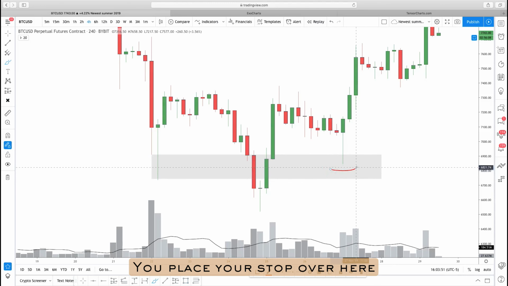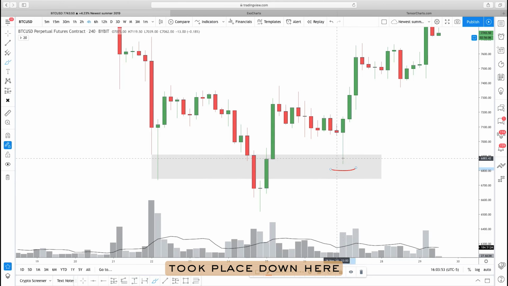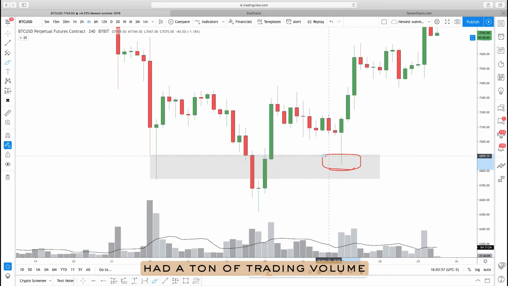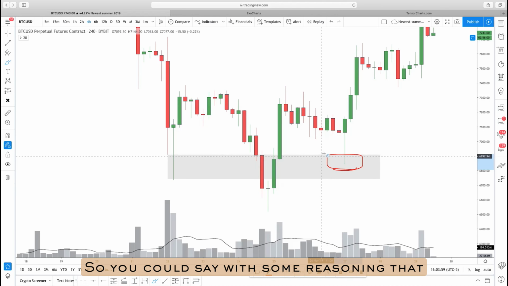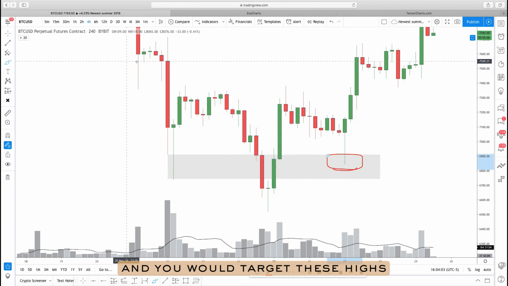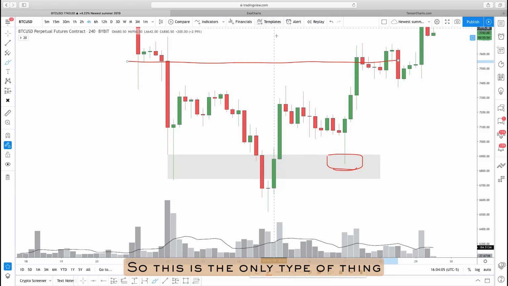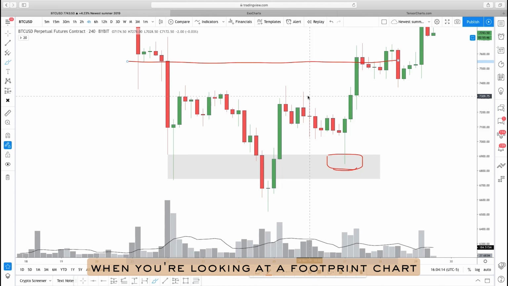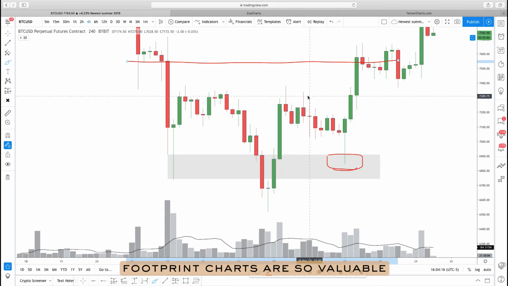You place your stop over here. You know that all of this support took place down here, so this portion of the candle had a ton of trading volume. You could say, with some reasoning, that this is likely going to hold and move upward, and you would target these highs. This is the type of information you can only observe when you're looking at a footprint chart. So this is why footprint charts are so valuable.